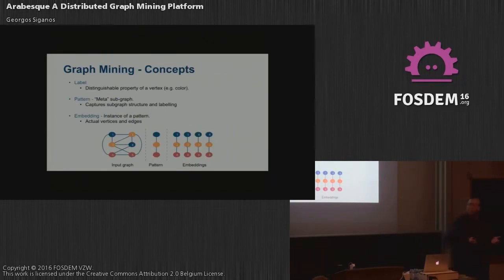So what you're trying to do in graph mining is discover patterns of interest. So for instance here, what is the typical input? You have this kind of input graph, and you have vertex 1 that has a blue label and connects to vertex 2 that has a yellow label, etc. And you're looking for patterns of interest, in the sense that you try to find out that a blue label connects to a yellow label, connects to a red label, etc. And then you have the embeddings, which are the instantiations of these patterns.